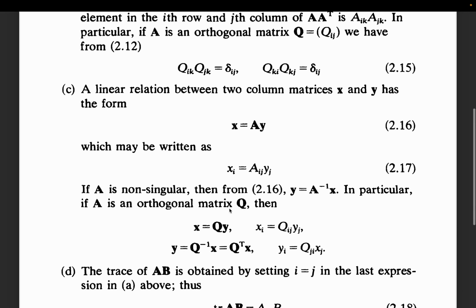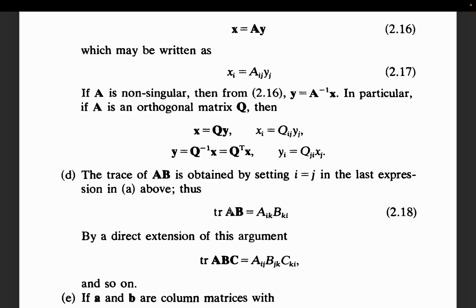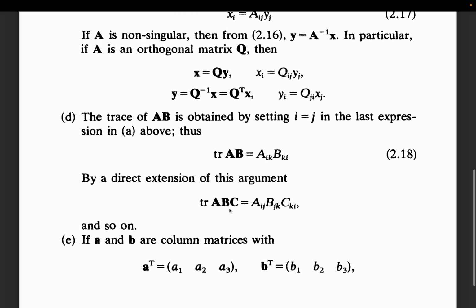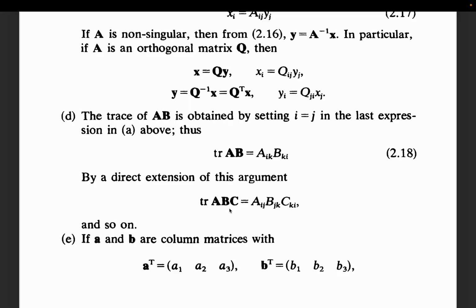Also the trace of AB turns out to be A_ik B_ki, because you have A_ik and B_kj and you take only the diagonal elements, so you get the same index i again. So the trace of ABC will turn out to be A_ij B_jk C_ki. That gives you the trace of the multiplication of these three matrices.